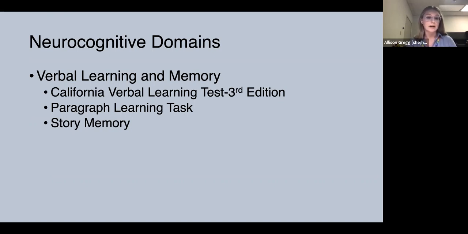Sometimes we have recognition trials as well. So looking to see if you give them options for words that might have been presented to them earlier, can they identify which ones they had previously heard? Other verbal learning and memory tests include paragraph learning or story memory as well. So verbal material of increasing length and complexity in that way also.